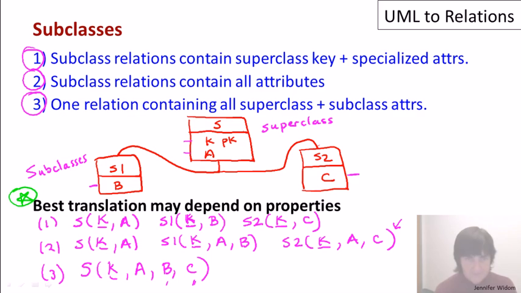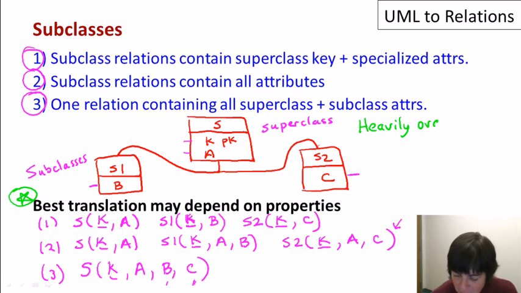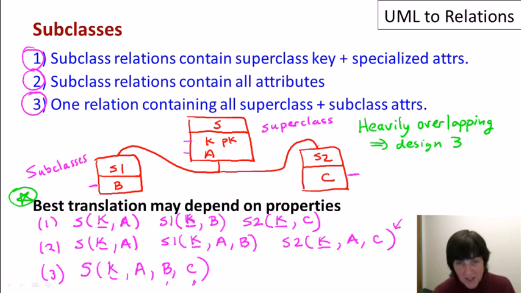I sort of alluded to how some of those properties affect the different translations, but let's look at it very specifically. Let's suppose, for example, that we had a heavily overlapping subclass relationship. In other words, we have many objects that are in multiple subclasses. If that's the case, then we might prefer design 3, because design 3 captures all of the different attributes in one place. So if many objects have all those attributes, we might like to just have them together rather than needing to assemble them from the different pieces.